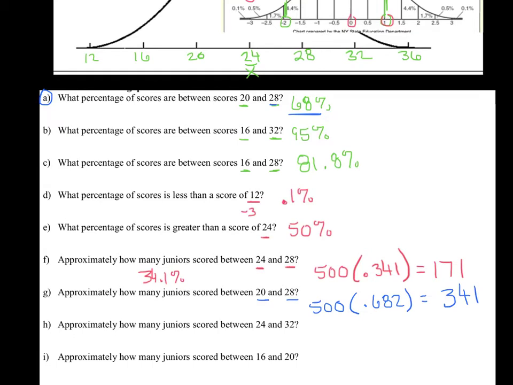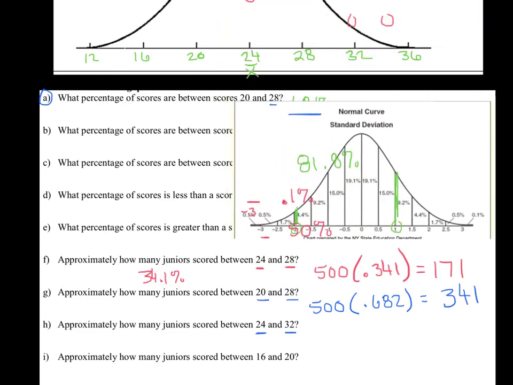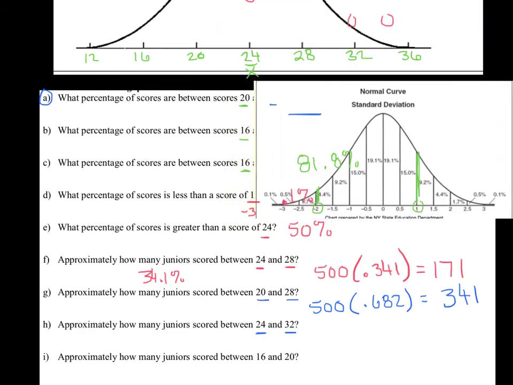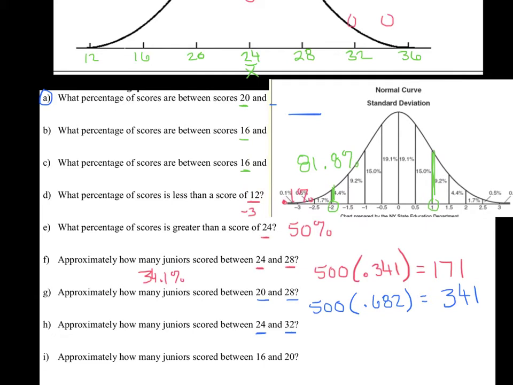All right, H. How many juniors scored between a 24 and a 32? All right, now 24 was the mean. That was my 0. Let's see if I can slide that curve all the way down here. It's a little hard to read. Let's see if I can slide it over here. All right, let's give it a whirl.